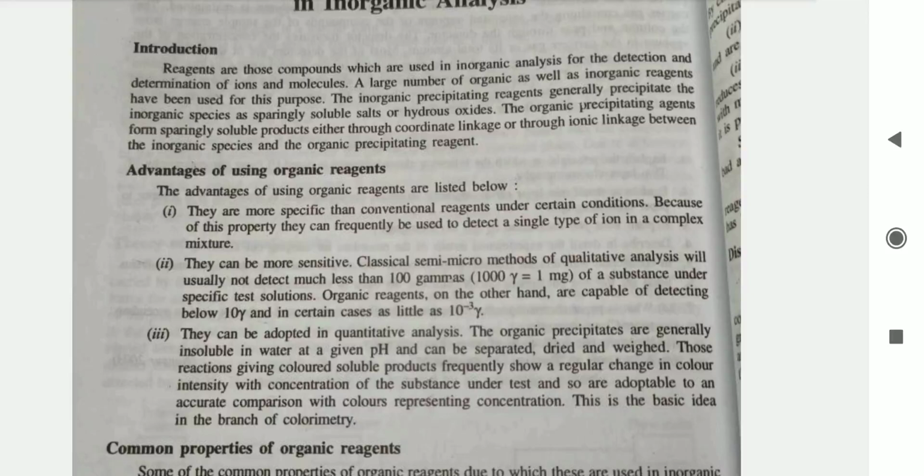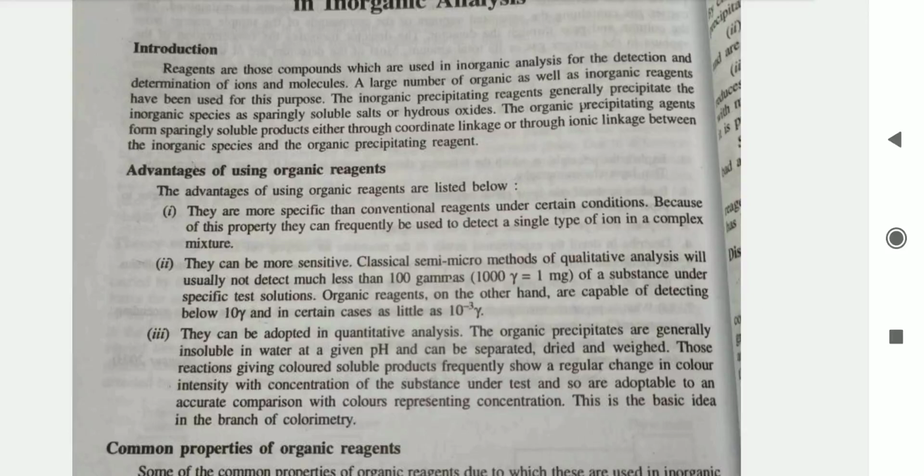Second, they can be more sensitive. Classical semi-micro methods of qualitative analysis will usually not detect much less than 100 gammas of a substance under specific test solutions. Organic reagents, on the other hand, are capable of detecting below 10 gammas and in certain cases as little as 10 raised to the power minus 3 gamma.